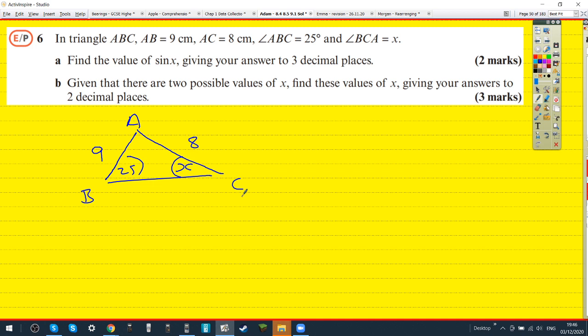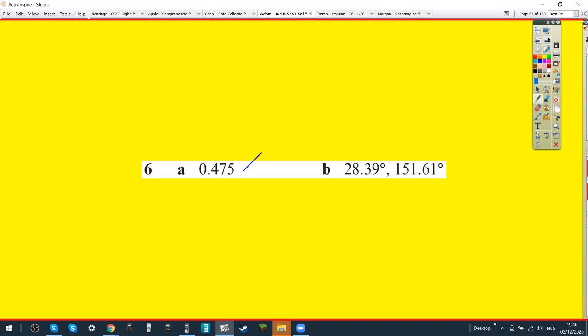I got x is 28.4 to 1 decimal place. Sine x. Sine answer. What would you mean by sine answer? So your answer, sine, yep. Sine of that would be a weird number. Okay, so just multiply by sine. Yeah, sine of your answer. 0.4754. So let's say 0.475.